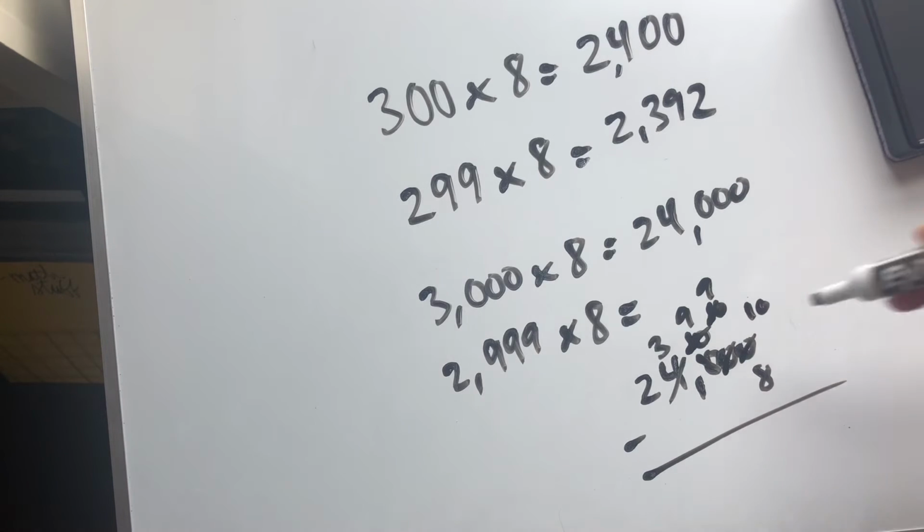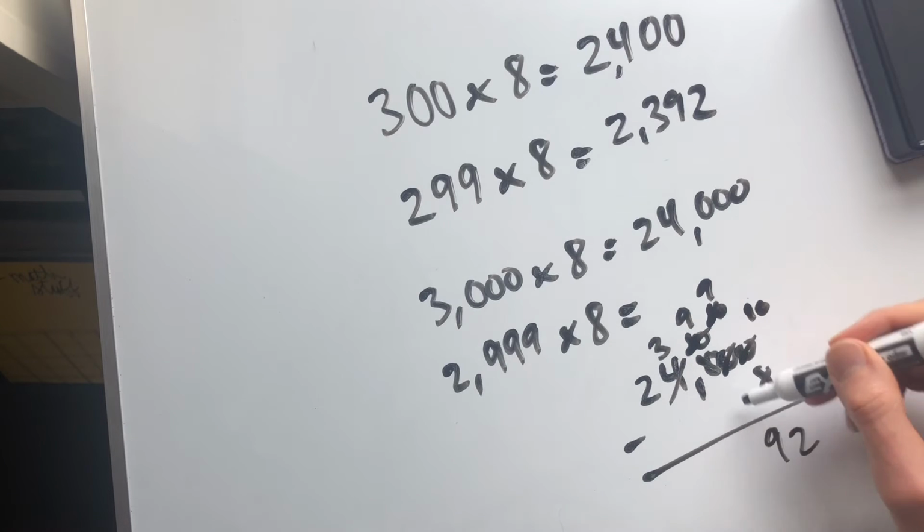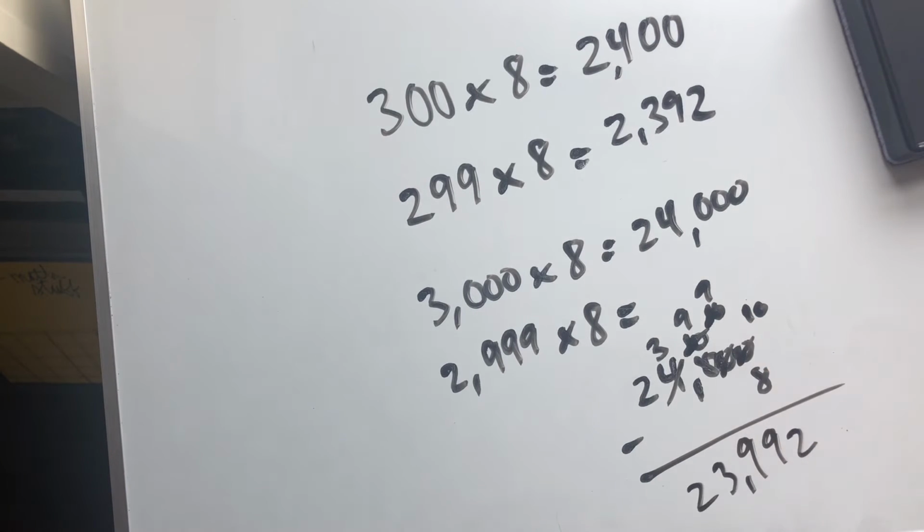Now you can just do the subtraction. 10 minus 8 is 2. Bring down the 9. 9 minus nothing is 9. 3 minus nothing is 3. 2 minus nothing is 2. There you go.